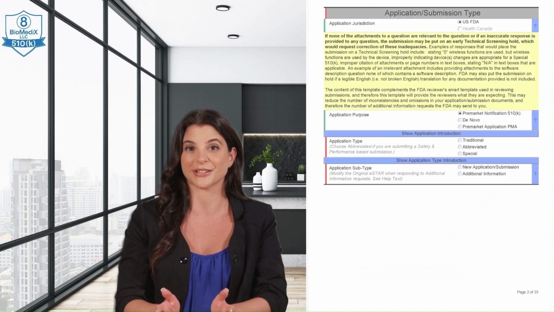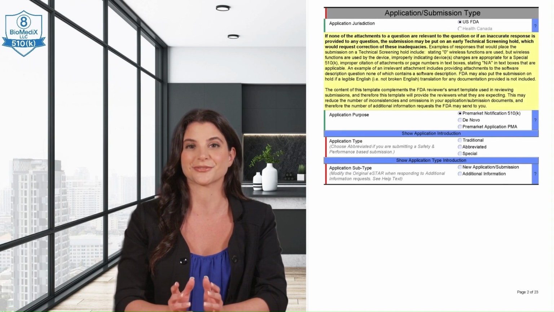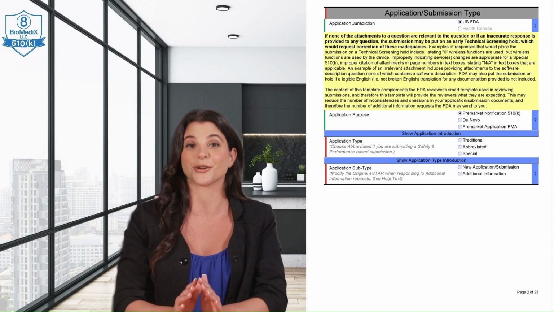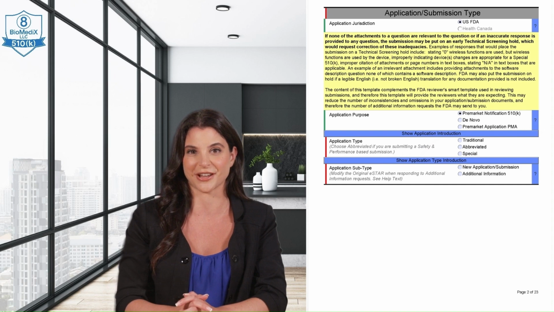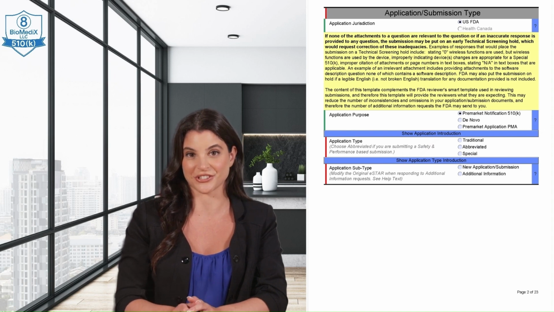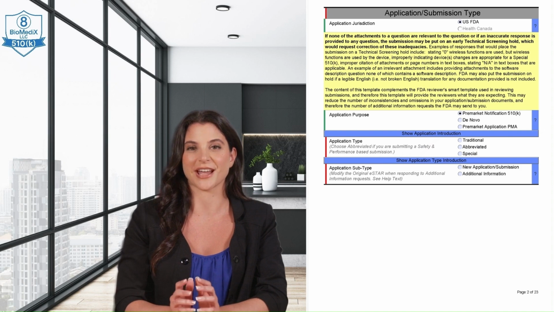On this page, you'll select the type of submission: pre-market notification, 510K, de novo, or pre-market approval, PMA. This selection is critical, as it dynamically formats the rest of the interactive eSTAR PDF to present only the relevant sections and questions for that specific submission type. You'll also specify whether your submission is a new application or additional information.